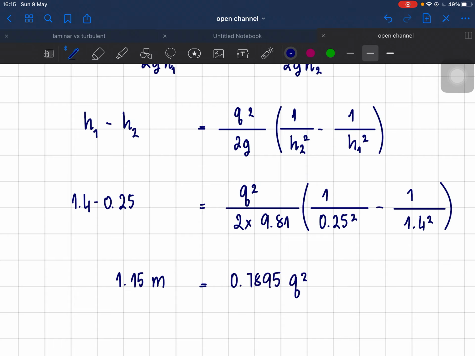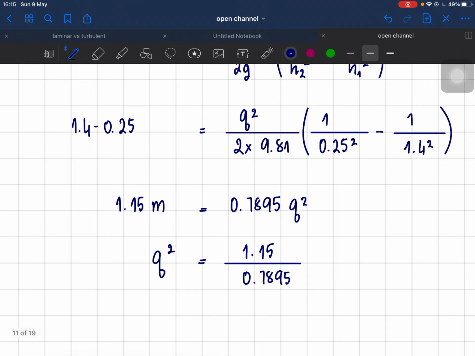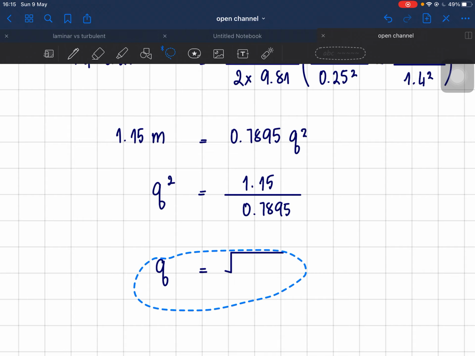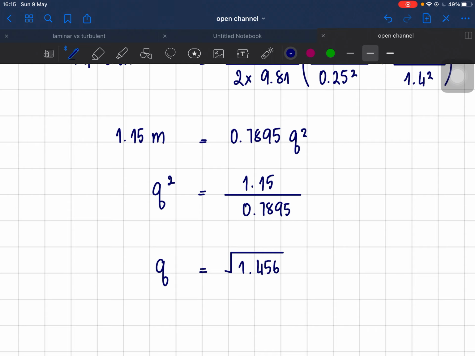So q equals 1.15 over 0.7895, and then q equals the square root of 1.15 divided by 0.7895, which is 1.456. The square root of 1.456 is 1.206997 cubic meters per second.